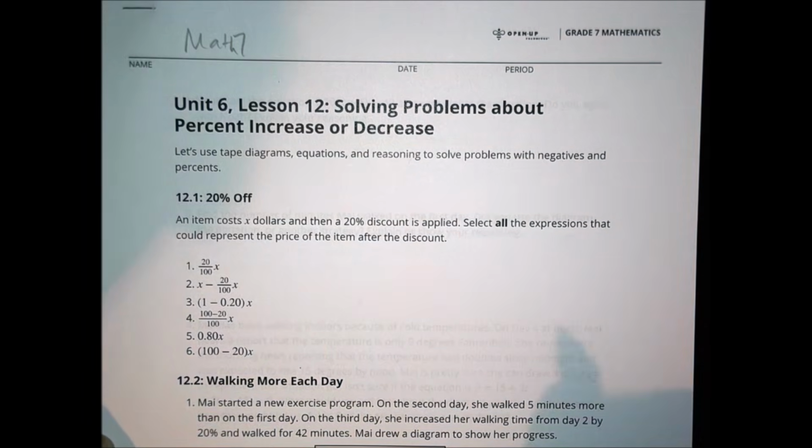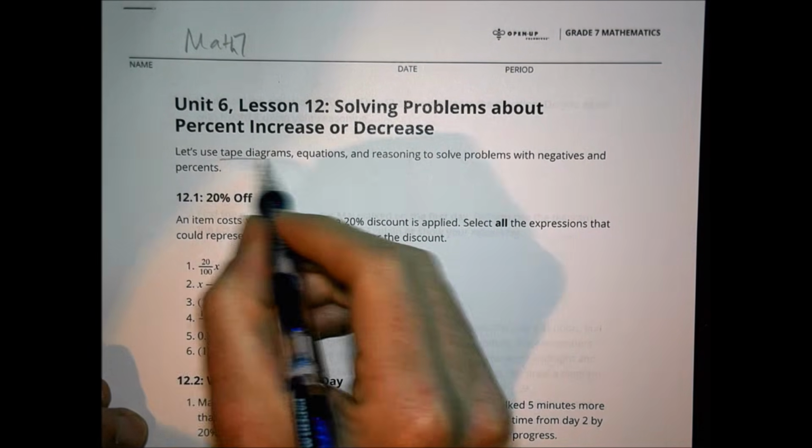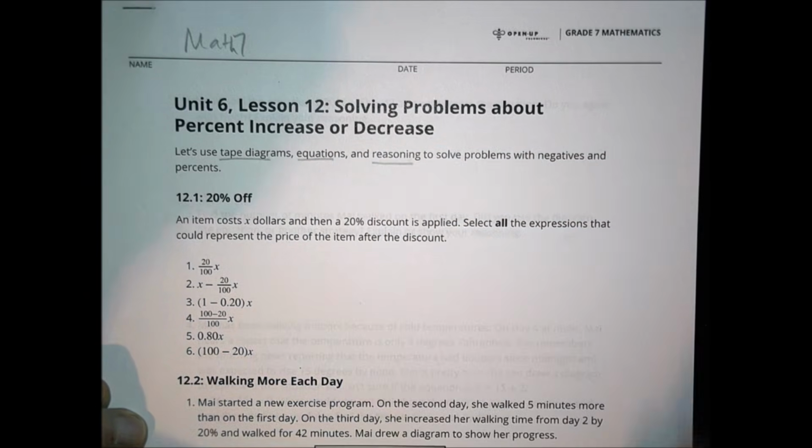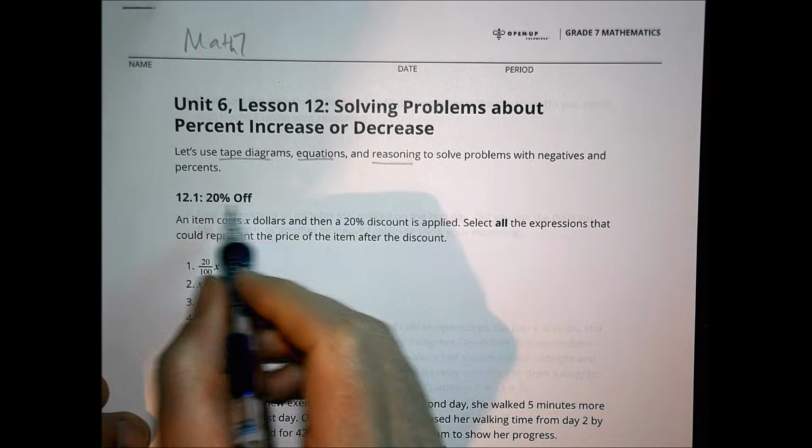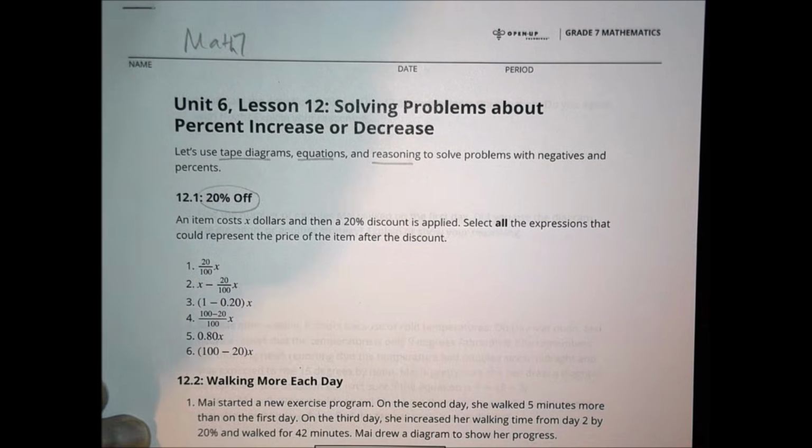Hi, this is Math 7, Unit 6, Lesson 12, solving problems about percent increase or decrease. And so today we're going to be looking at using tape diagrams, equations, and reasoning to solve problems with negatives and with percents. So begin first of all with this little section called 20% off.